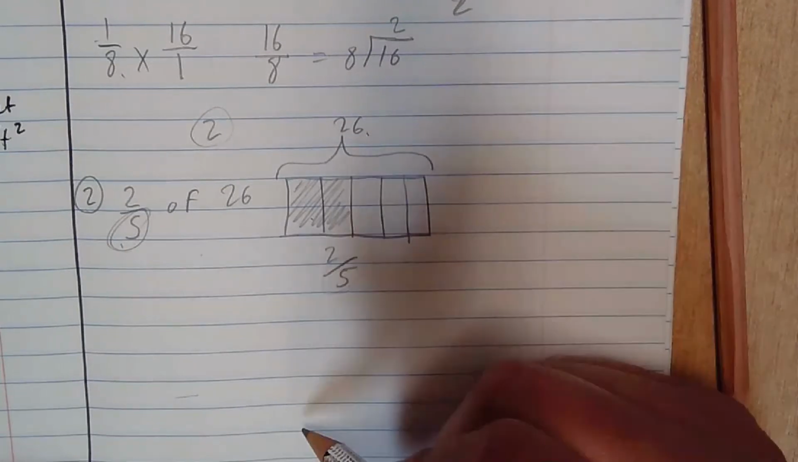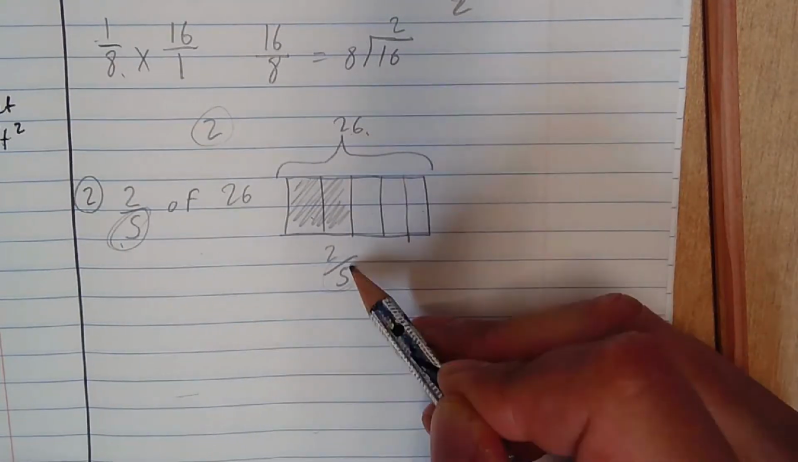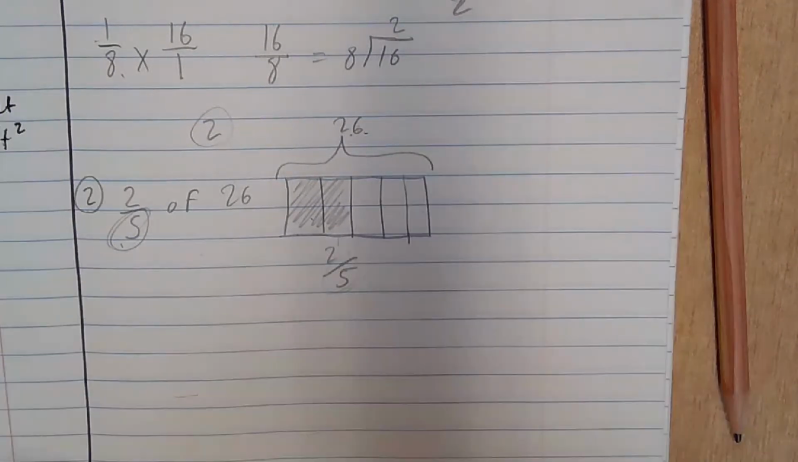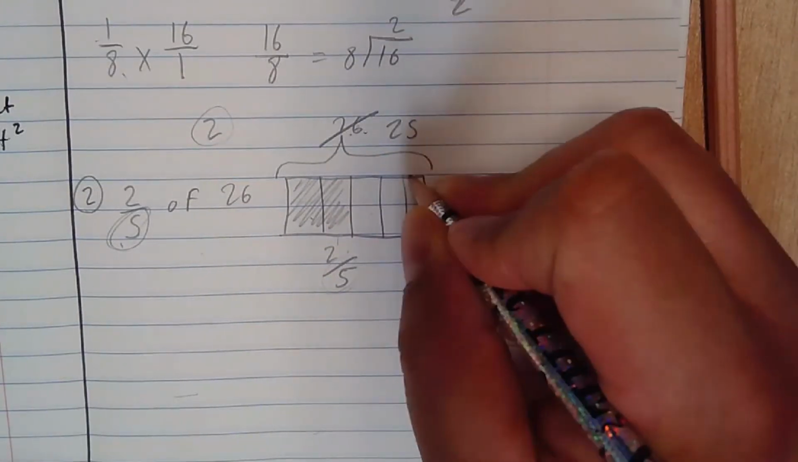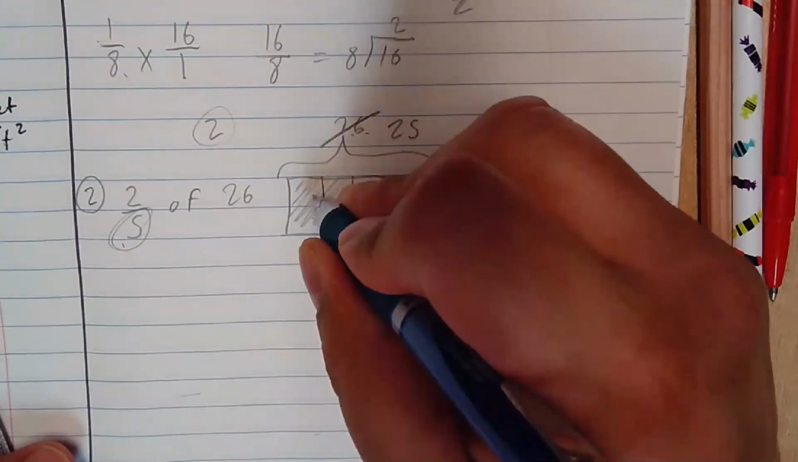I'm trying to make groups of 5. So I have to divide this into groups of 5. Again, since we're estimating, I want to work with a compatible number. I want to do something I can do easily in my head. 26 doesn't work, but 25 does. Right? And if I do that, I'm just going to do it in my head because I think most of you know your times tables by now.